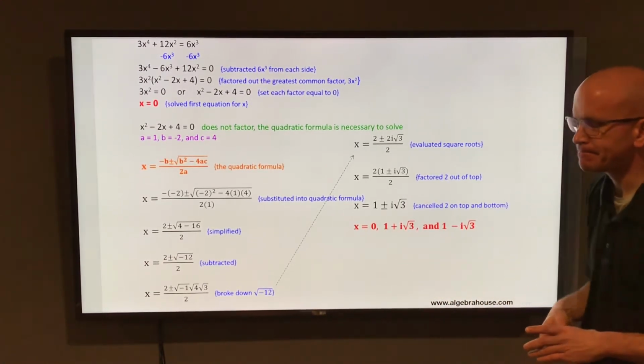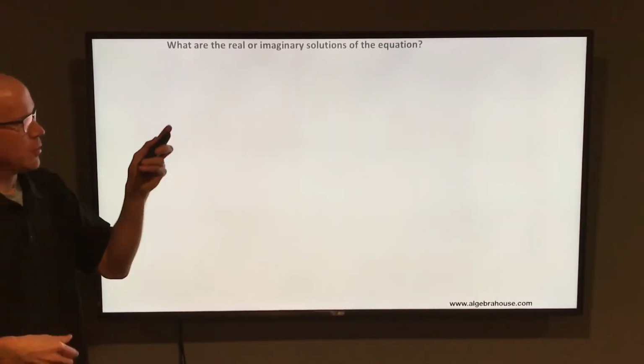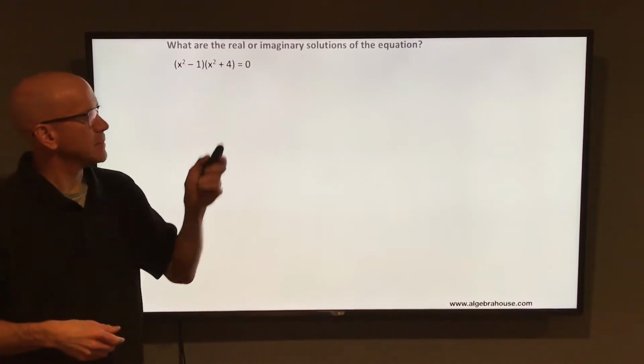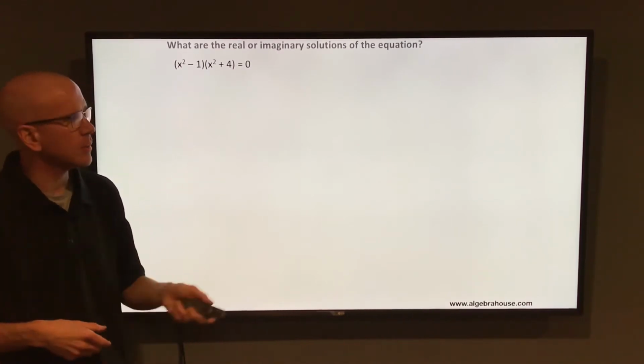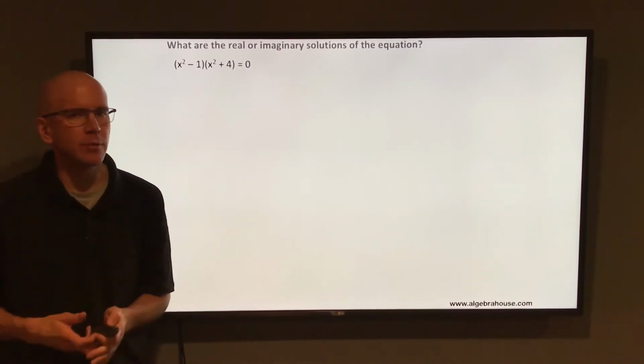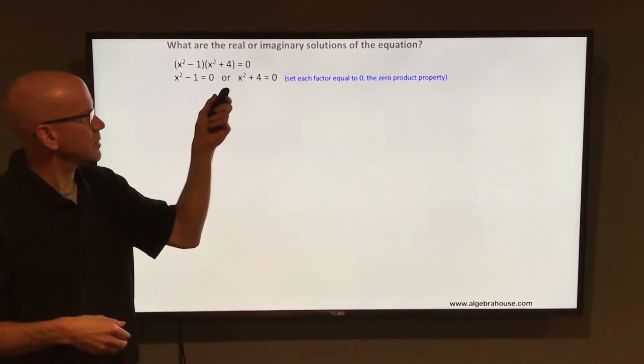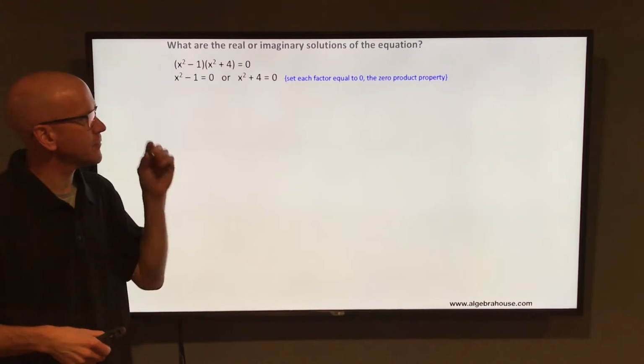What are the real or imaginary solutions of this equation? x squared minus 1 times x squared plus 4 equals 0. Well, notice those two multiply together equal 0. So that means either one of those could be 0. x squared minus 1 could be 0, or x squared plus 4 could be 0.